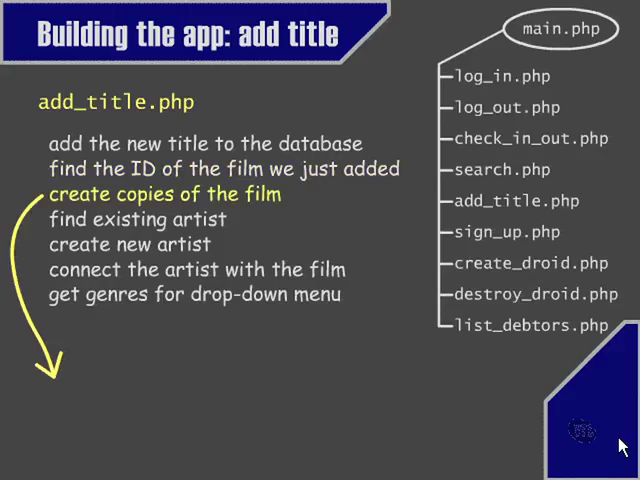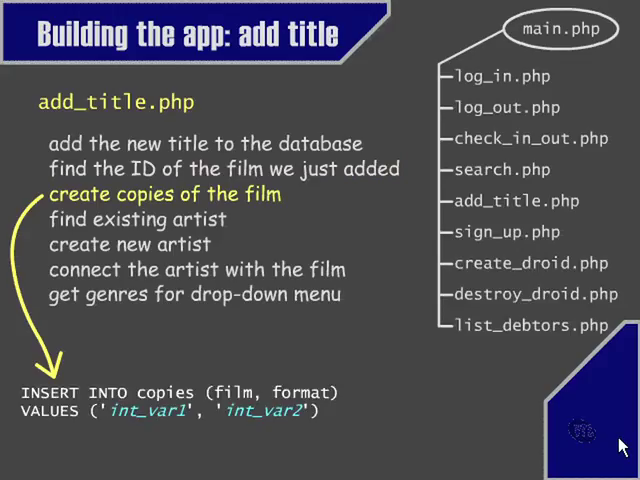Next we need to create some copies of the film, and this particular query has to be run twice if we have both DVD and VHS copies. When I say twice, I should say it has to be looped twice. Looped once for VHS, looped once for DVD, and the number of times that it loops in each case will be the number of VHS copies and DVD copies that we've just added to the shelves.